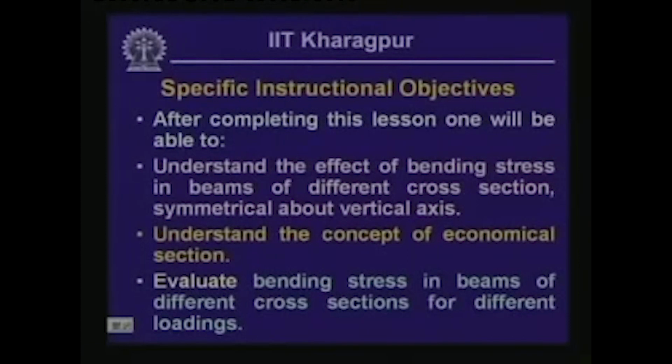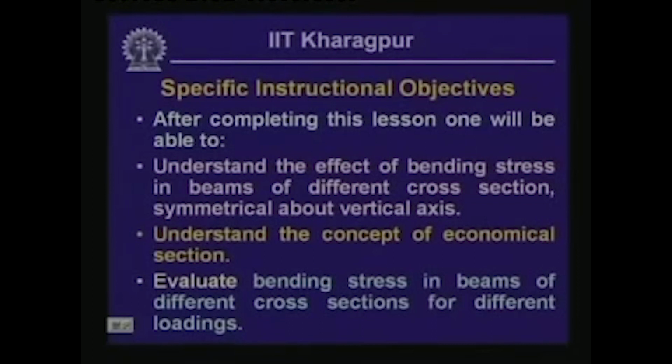Now, we will be looking into some more aspects of the bending stresses if they act on a section which is symmetrical with respect to the vertical axis, but could be unsymmetrical with respect to the horizontal x axis or z axis which we have defined. Once this lesson is completed, one should be able to understand the effect of bending stress in beams of different cross sections which are symmetrical about the vertical axis, but could be unsymmetrical with respect to the horizontal axis. One should also be able to understand the concept of economical section.